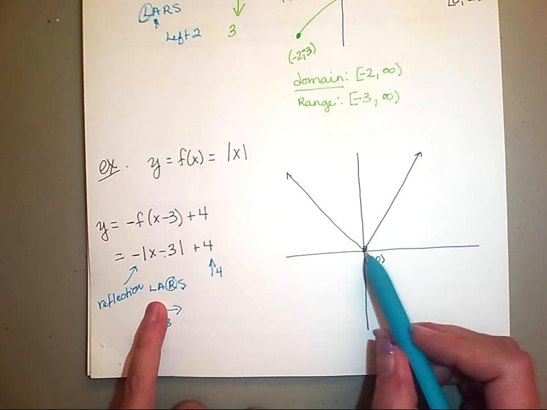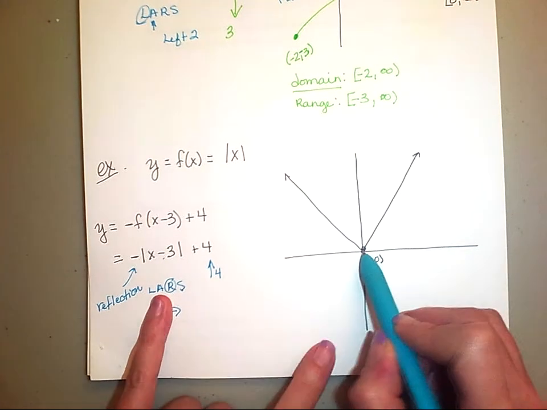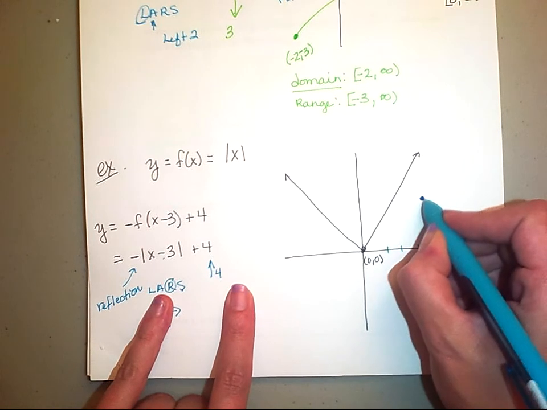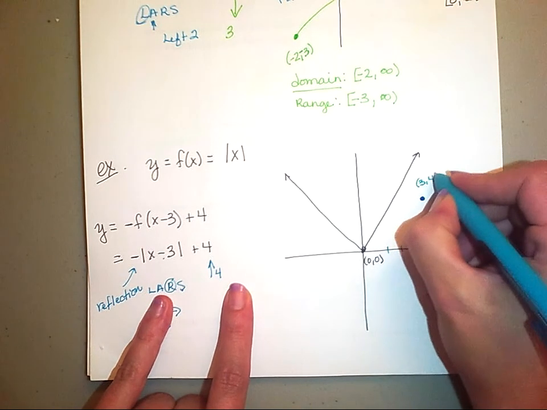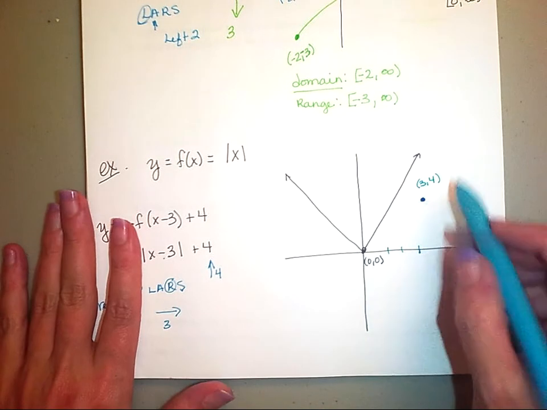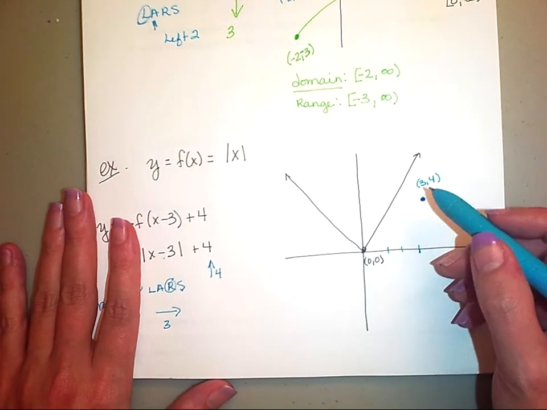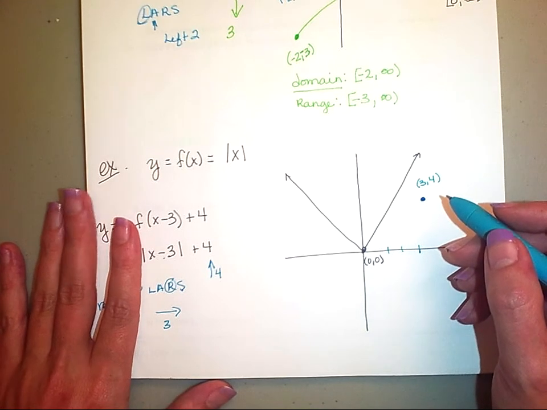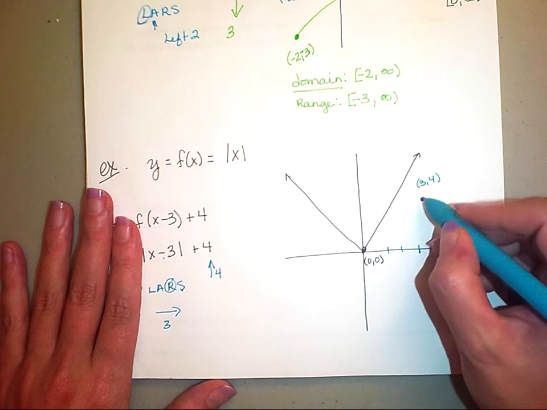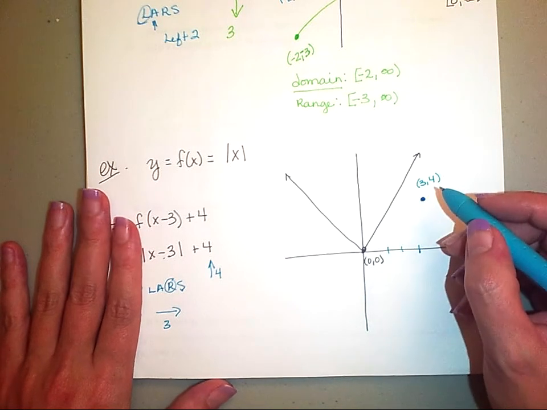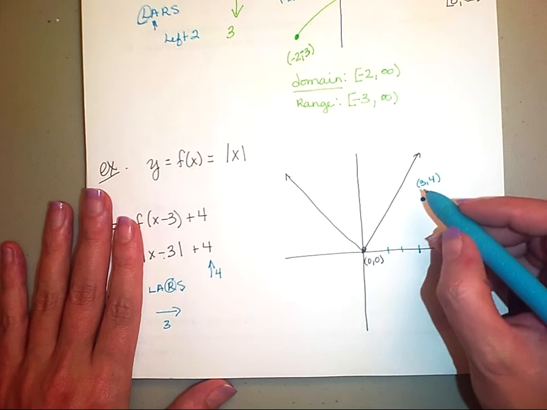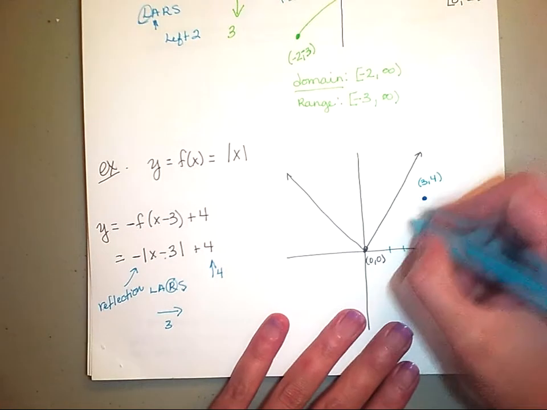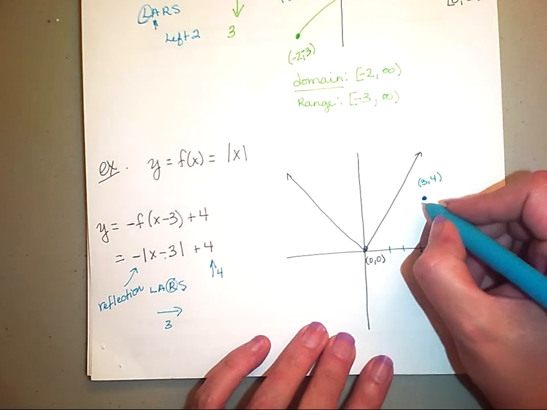So let's do some moving so we can do this all at once. I need to go to the right 3 units. So 1, 2, 3, and then up 4. So this is the point 3, comma 4. We'll label it to make it true. And if there wasn't a reflection, I would just draw the V in there. But I've got a reflection. And actually this point should be up a little bit higher. Well, it's just a sketch, so we'll be okay.